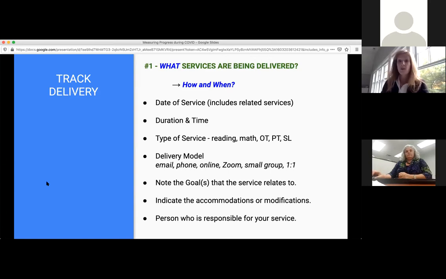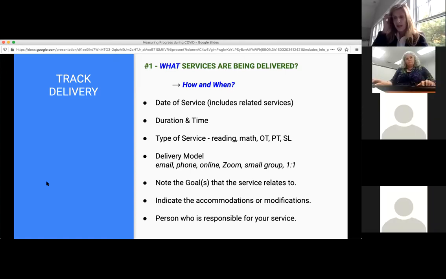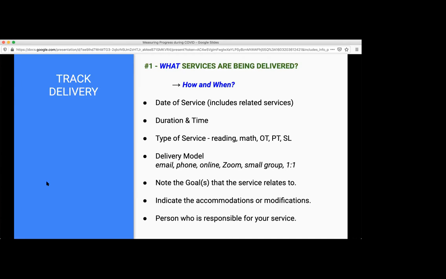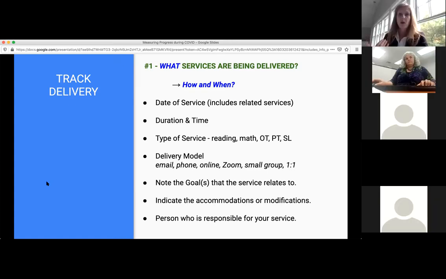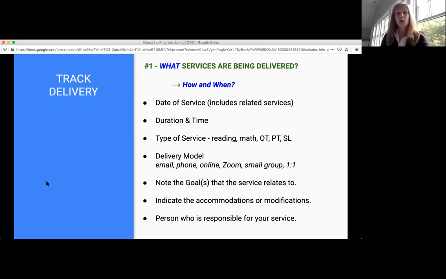Are we receiving instruction over email? Is it phone? Is it online? Is it Zoom? Is it a small group? Is it a one-on-one setting? It would be helpful if you can make a note of, is this synchronous, like I talked about before? Is this actually direct instruction that's being rendered? Or is this asynchronous, meaning does the teacher appear for, you know, a hot 3 minutes and then directs your child to a website or a movie or something? So documenting that delivery model is really important.